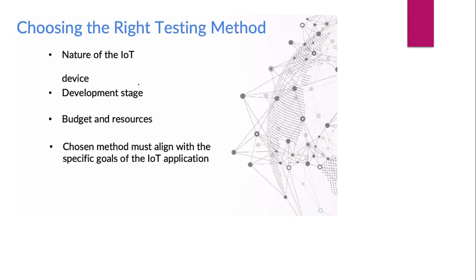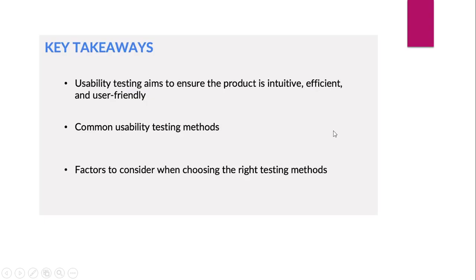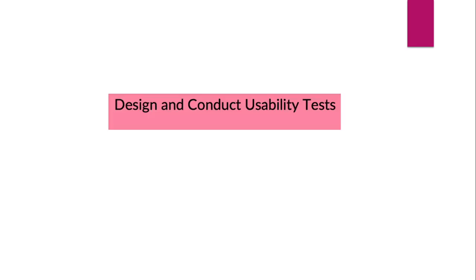Choosing the right testing method. What are the different factors we use to choose the testing method? Based on the nature of the IoT devices, based on the development stage, based on the budget and resources. You have to choose a method that aligns with the specific goals of the IoT application. So these are the things you have to consider to select the testing methods. From this, you understand usability testing aims, common usability testing methods, and factors to consider when choosing the right testing methods. The next one is design and conduct usability test.